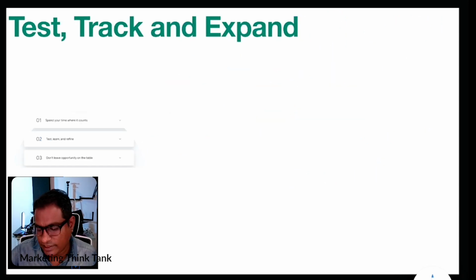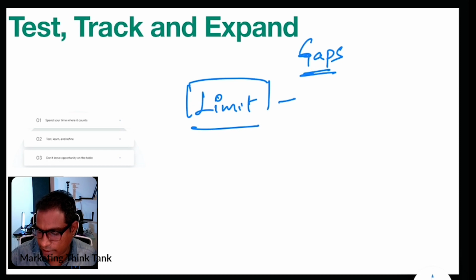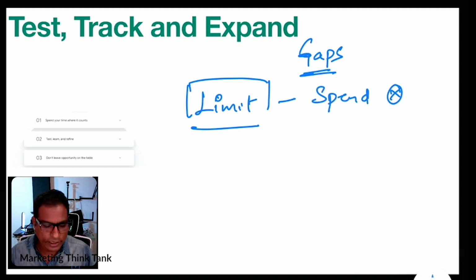Then you have test, and slowly, gradually expand like a web. Do not leave any gaps. When I say gaps, any company can only spend so much. There is always going to be a limit on the budget that they can spend, right? The spend limit is always going to be there. For some, it may be $100. For some, it may be $100,000. For some, it may be $5 million. But that's it. There is always going to be a limit on the amount of money you spend on your ads.